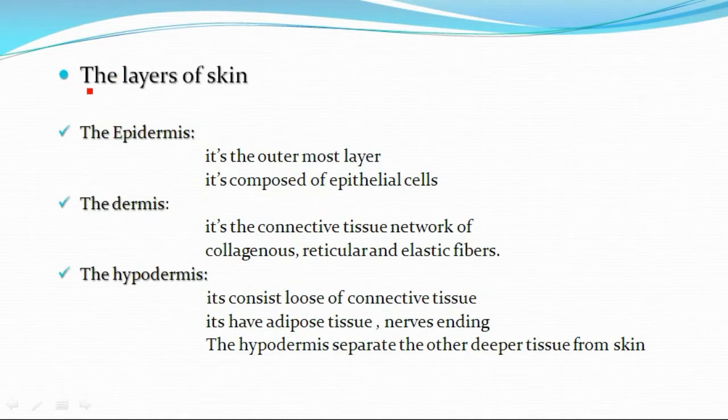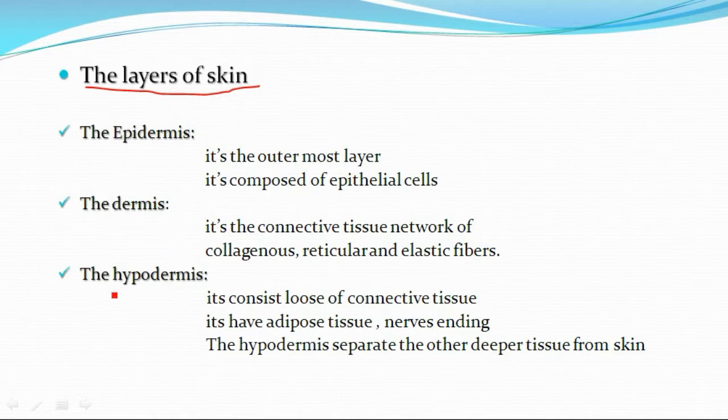Now we're going to discuss the layers of skin. We said in earlier slides that the epidermis is the outermost layer of the skin. It is composed of epithelial cells. The dermis is a connective tissue, a mesh of connective tissues, collagen, reticular and elastic fibers. These three are combined together and give the structure of the dermis.